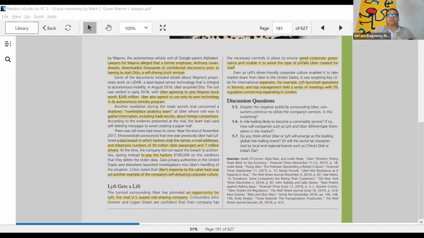So the next chapter is about global information systems and market research. Okay, so first, a couple of terms.